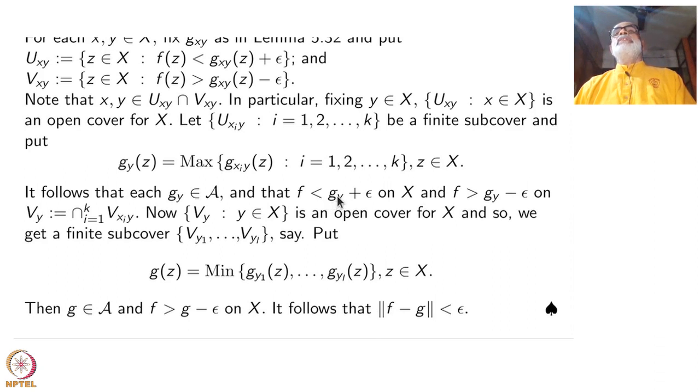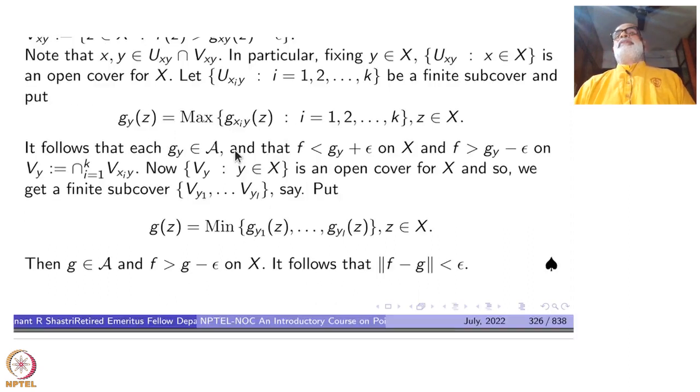f is less than g(y) plus epsilon, and here g(y) minus epsilon. Therefore, the norm of f minus g is strictly less than epsilon on the whole of X, combining these two things. So the proof is over. Okay, so it's like a minimax principle here. Compactness is heavily used, compactness of the domain space.